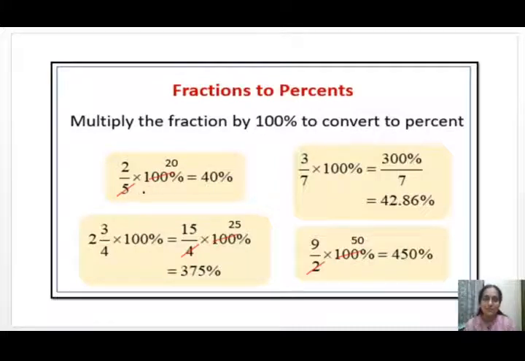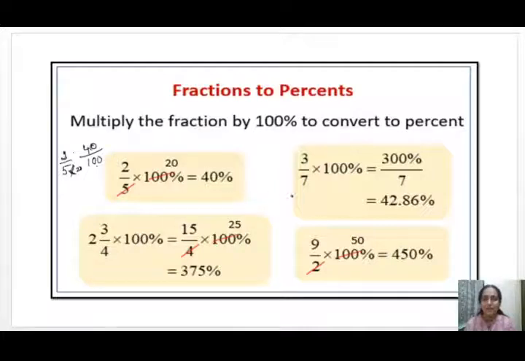What does percent mean? The denominator should be 100, right? 2 by 5, let me write it separately, 2 by 5. In such cases, you can get the denominator as 100 by multiplying by 20, by the equivalent fraction method. So you have to multiply the numerator also. You will get the numerator as 40, and when the denominator is 100, you can easily write it as 40%.